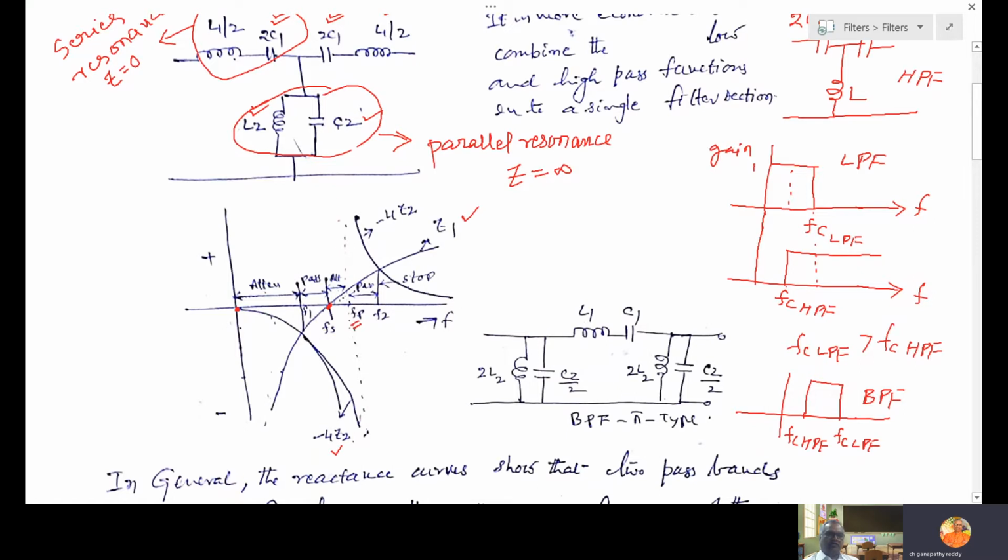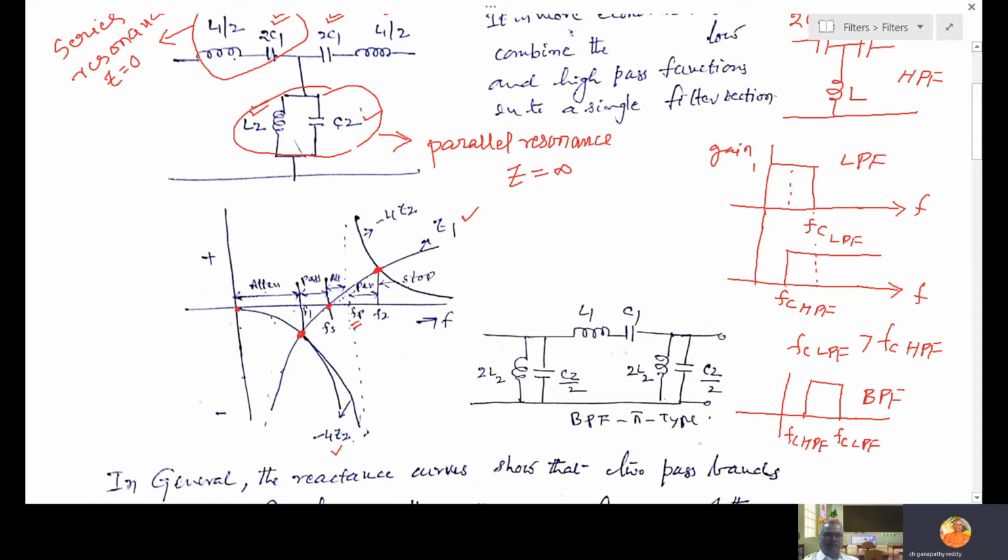So parallel resonance impedance is infinite. Series resonance impedance is 0. This one is the Z1 plot. The other one is straight away the minus 4Z2 plot. If there is a doubt, you draw the Z2 plot first, then draw minus 4Z2, and you will get it like this. So with the minus 4Z2 plot and the Z1 plot given, where they intersect at one point, we call that F1. At another point both are equal, that point is F2.